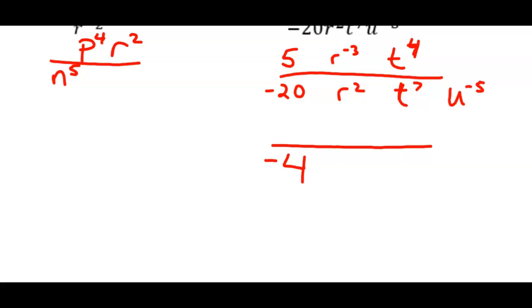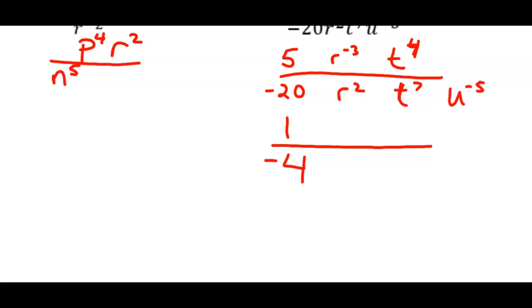So I divided both of them by 5. Yep, 5 divided by 5 is 1. Negative 20 divided by 5 is negative 4. Yep, so I reduced my fraction.